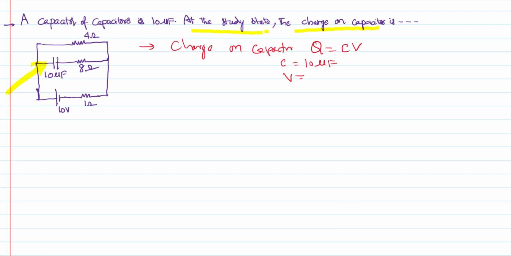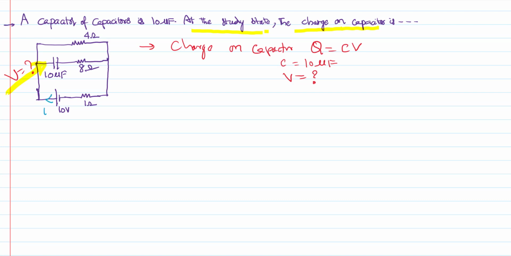So if I have to solve the problem, what is the voltage across that branch of the capacitor? How much is the V here? That's what we are supposed to find out. Once I know the V, my problem is solved. So let us try to find out that V. Let us see how the current is distributed in the circuit.